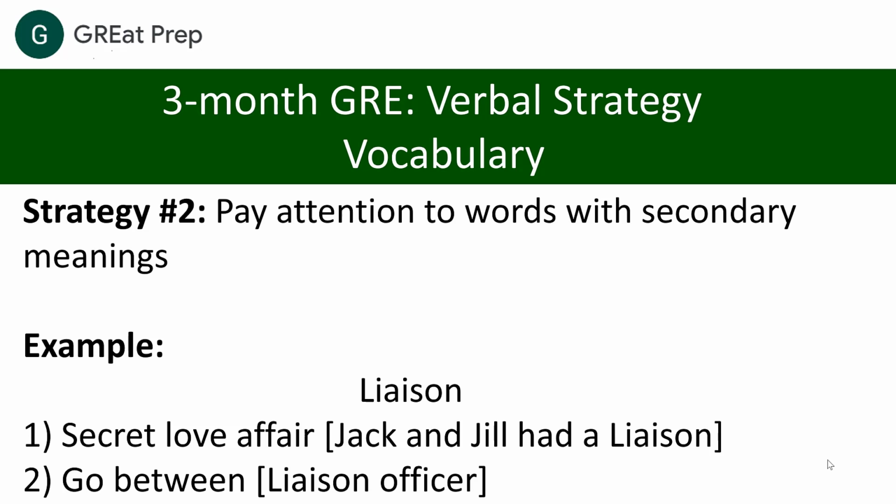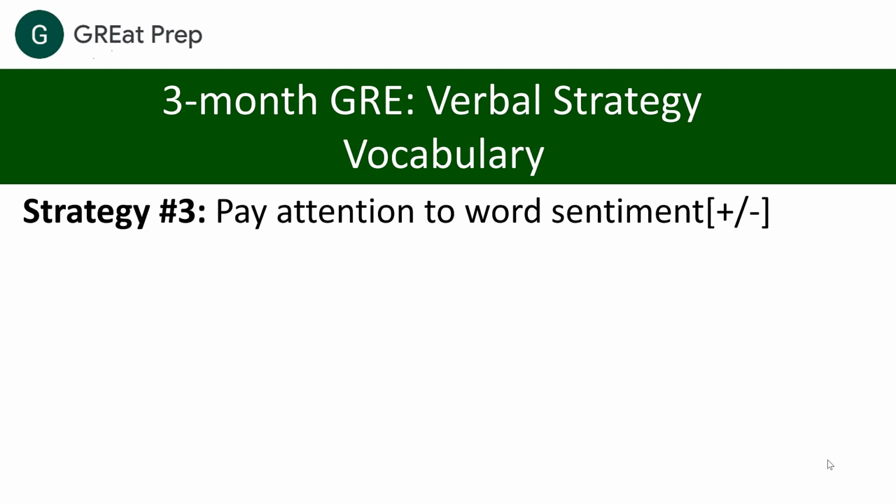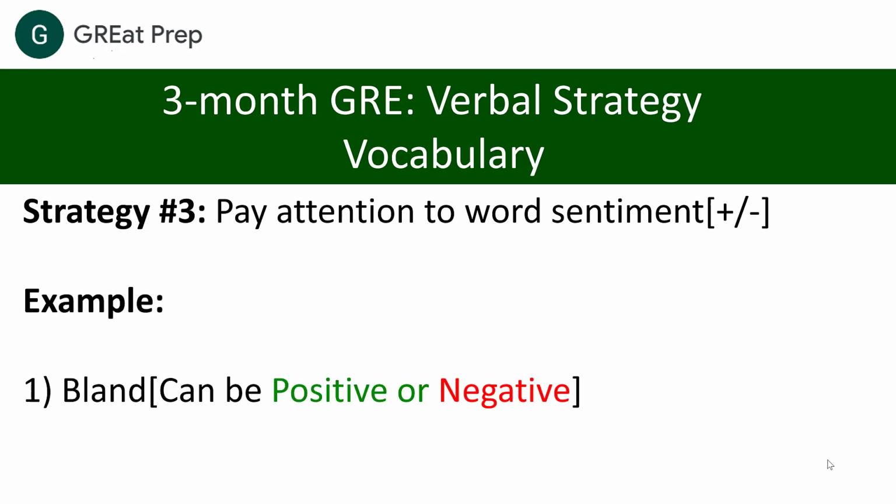Now think about how different both of these words can mean. Used in different contexts, these can really throw you off. Therefore, your second strategy is to pay attention to words with secondary meanings. The third strategy is to pay attention to word sentiment. What I mean by word sentiment is the positive or negative connotation of the word.